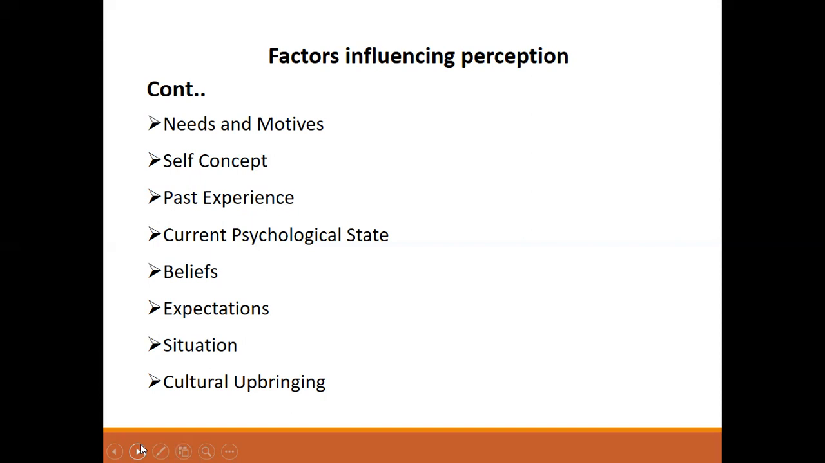Next one, there is self-concept. Self-concept indicates how we perceive ourselves, which then influences how we perceive others and the situation we are in. The more we understand ourselves, the more we are able to perceive others accurately.